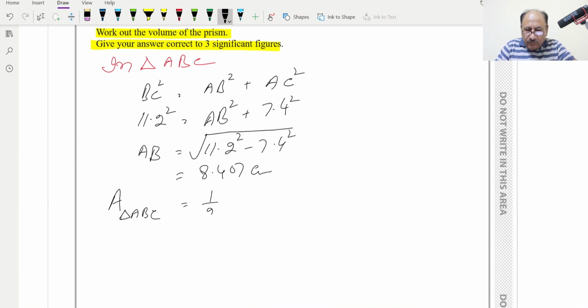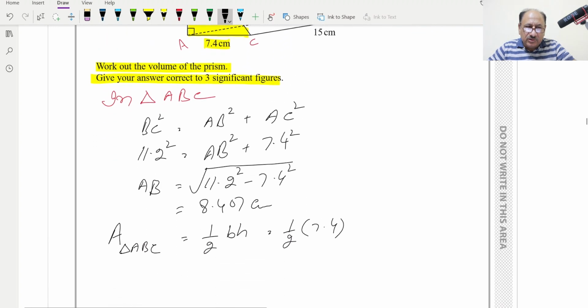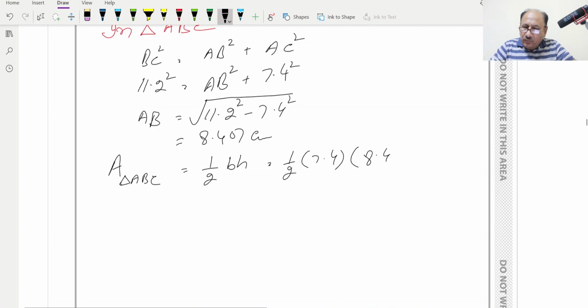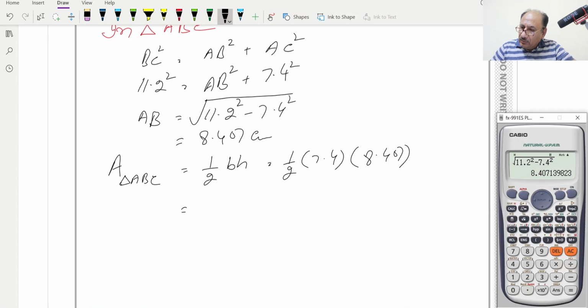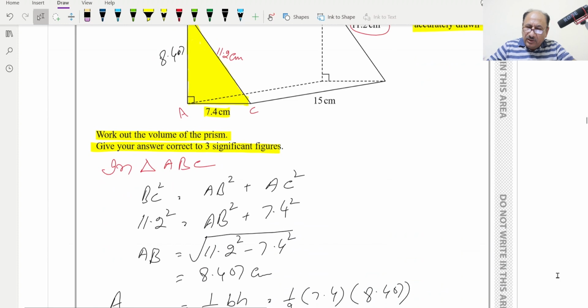This will be equal to 1 by 2 into base into height. So 1 by 2 into base, which is 7.4, which you can check from the diagram, and height just found, 8.407, and this will be equal to 31.106, or we can write 31.11 up to 2 decimal places, and the volume is multiplied by this 15.